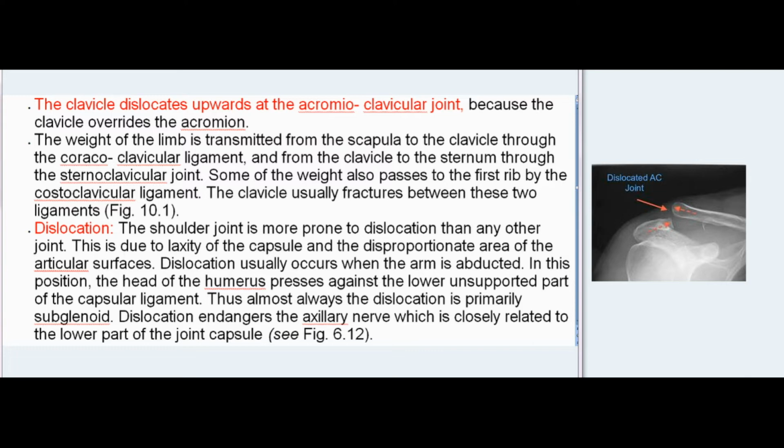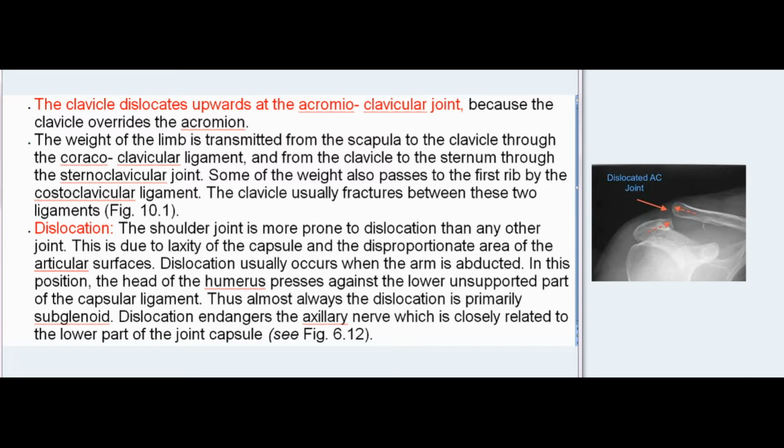The weight of the limb is transmitted from the scapula to the clavicle through the coracoclavicular ligament, and from the clavicle to the sternum through the sternoclavicular joint. Some of the weight also passes to the first rib by the costoclavicular ligament. The clavicle usually fractures between these two ligaments, Fig 10.1.